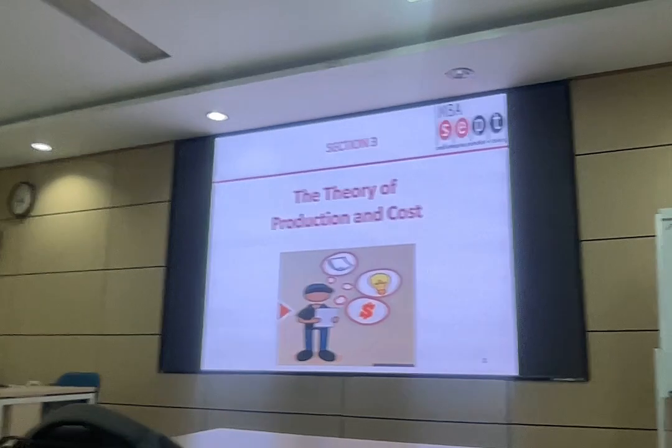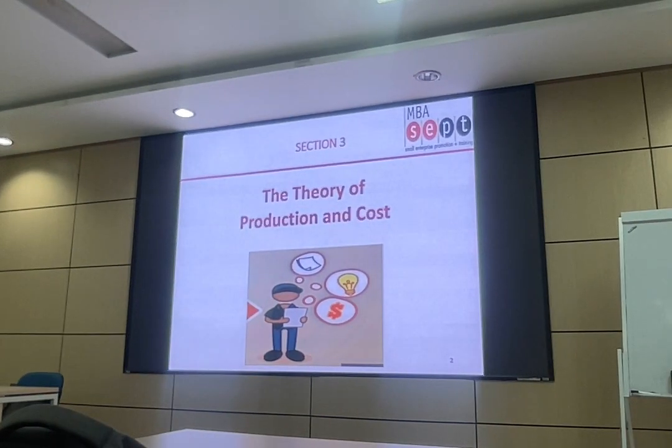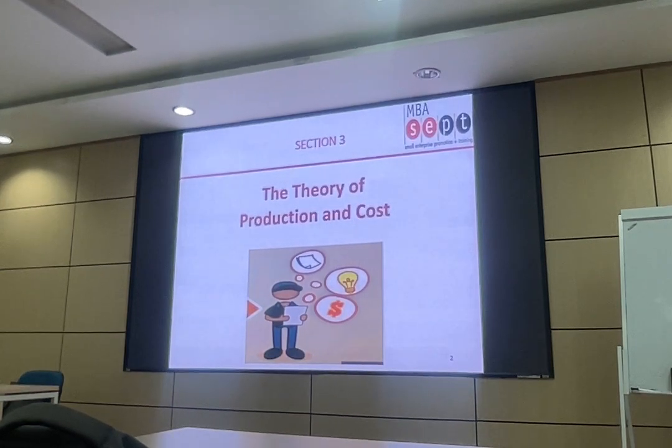And it will help us to calculate the cost of production, and in combination with the revenue, it will help us to compute the profits of the firm. That is one of the major goals of any firm in the market.